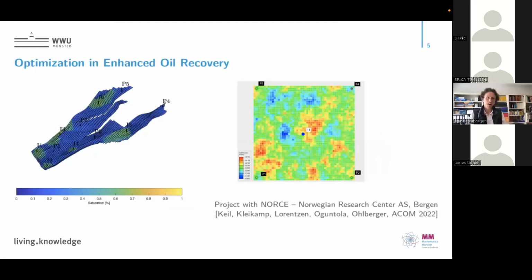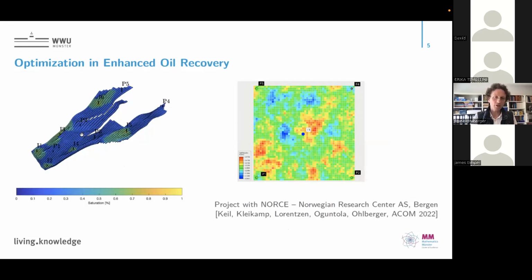Another part where we are concerned with large-scale optimization problems is enhanced oil recovery, and this is a project that we did together with the Norwegian Research Center in Bergen. So from there, it's the group of Lorentzen, and the PhD student involved in this project is Michael Oguntola.